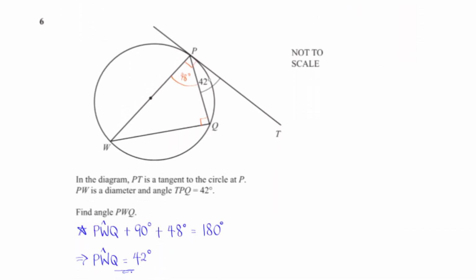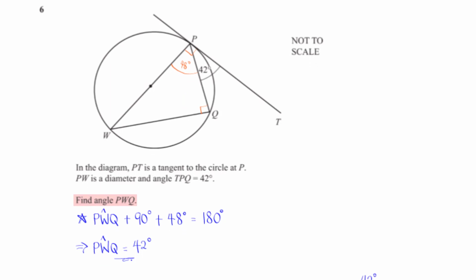In the diagram, PT is a tangent to the circle at P. PW is a diameter and angle TPQ is equal to 42 degrees. Find angle PWQ. So first, we know that an angle subtended by a diameter at the circumference of the circle is equal to 90 degrees. And we also know that the angle formed by the diameter of the circle and the tangent is 90 degrees. And so when we subtract 42 degrees from 90 degrees, we get the angle WPQ as 48 degrees.